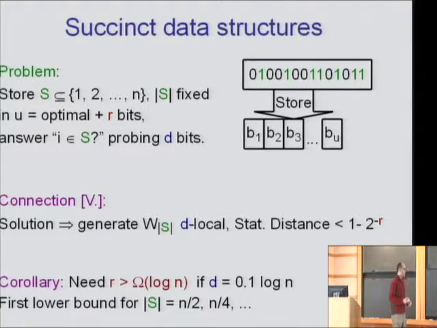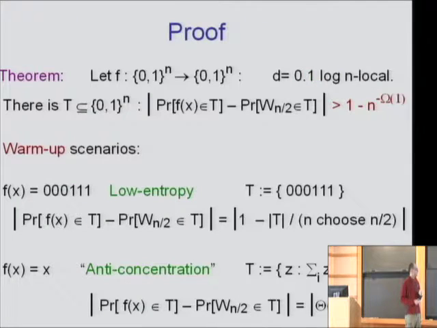All right, now I'm going to forget about data structures and just tell you about the proof of the theorem from before. Here is the theorem again. If you have a function that's local, it will be far from balanced strings, and by far it means that I need to exhibit a test T such that the output of the function will be in T with probability very far away from the probability that a uniform balanced string will be in T. So my task is to exhibit this T and show that it achieves these bounds.